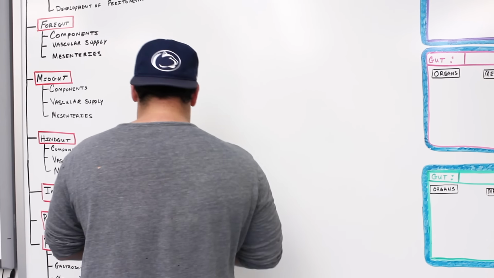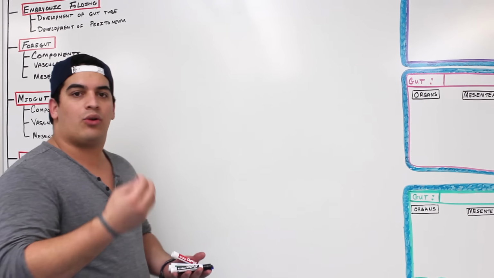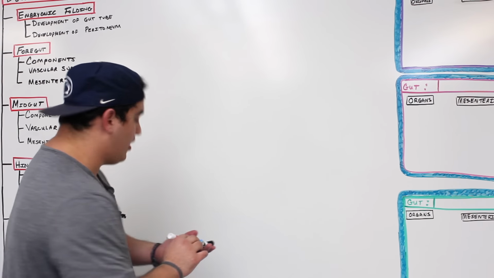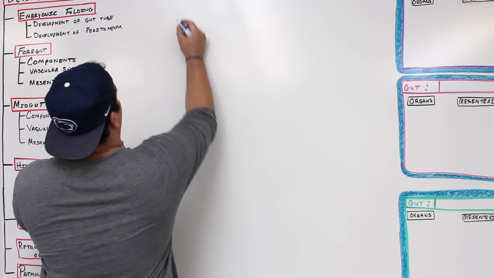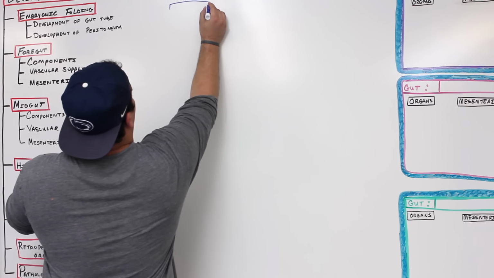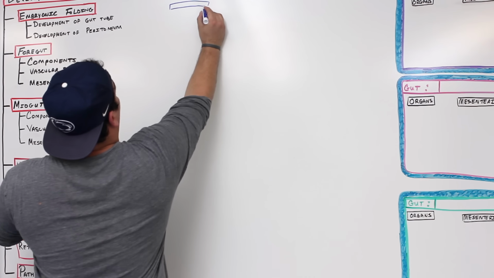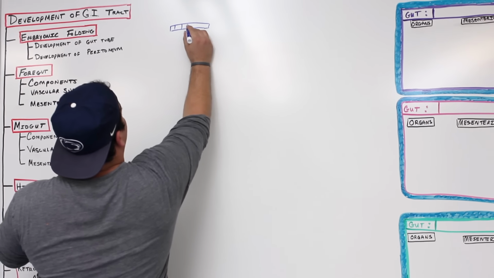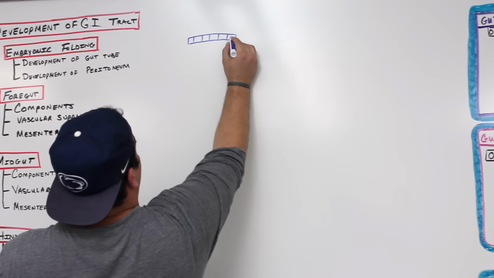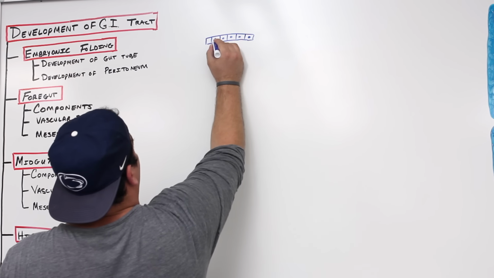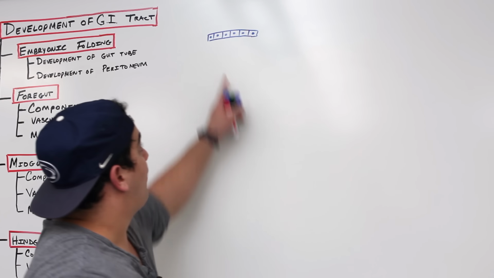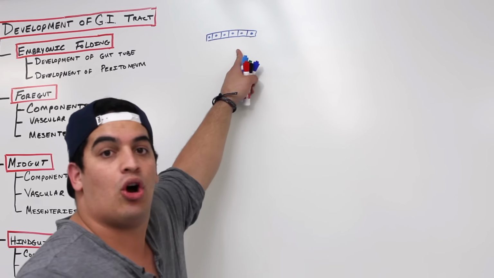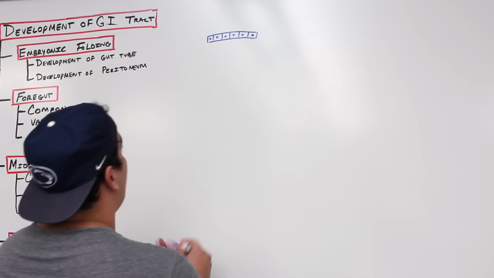So the first thing we have to talk about is we have to start right around the third week of development. So around the third week of development, we have this structure called a trilaminar disc. Okay? We're not going to go into tons of detail in this video on the embryology aspect. We're going to keep it kind of simplistic here, okay? But the trilaminar disc is made up of 3 layers. The first one is this blue layer, which is going to be called the ectoderm, okay?